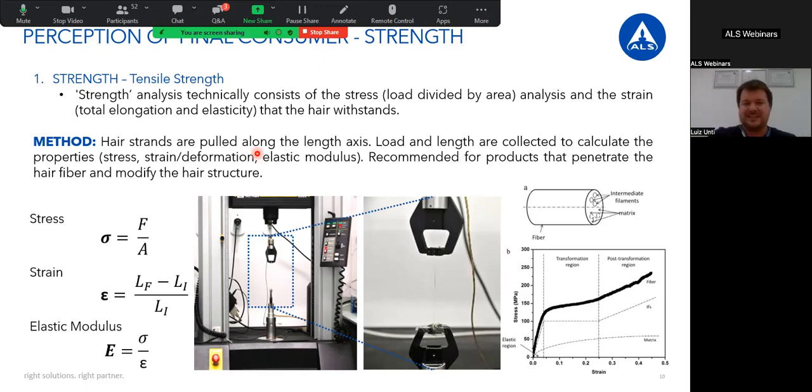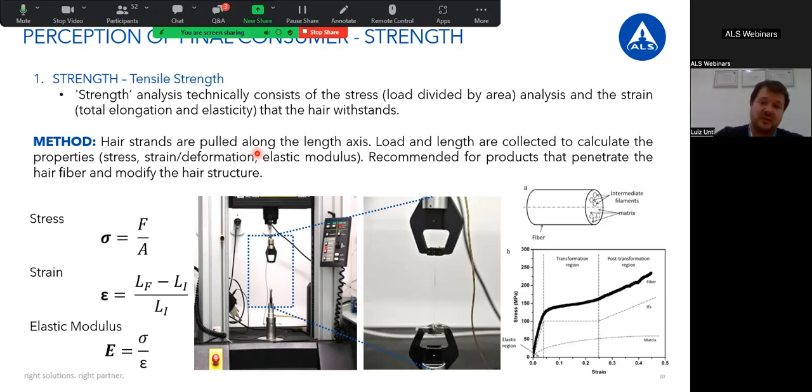So this is a test or a method that we recommend when a treatment or a product penetrates the fiber and modifies the hair structure. This way, we can show a difference in tensile strength or in the elastic modulus with a higher stiffness, for example, to show this difference, this increase in tensile strength.